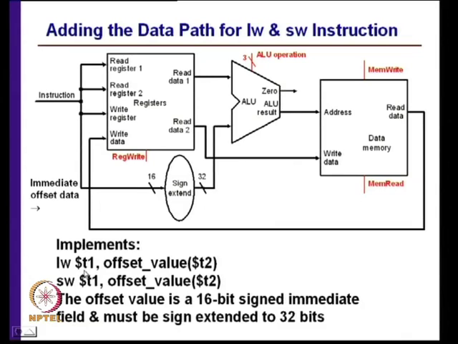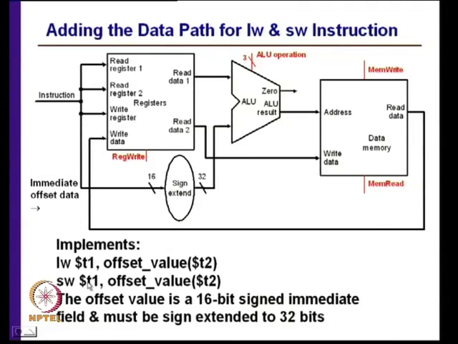Typically the value will be loaded into register T1, and the offset value is provided by T2. That means the T2 register is providing this offset, and this is added with this, and then you are loading this value in register T1. Similarly, this is the store word.